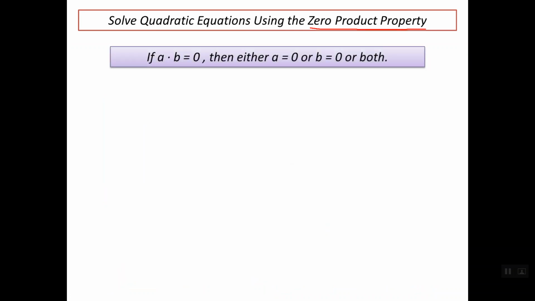Let's now understand the meaning of the zero product property. If we have two quantities, a and b, and they are multiplied by each other and the result is 0, meaning a times b equal to 0, then either a equal to 0 or b equal to 0 or both are equal to 0.